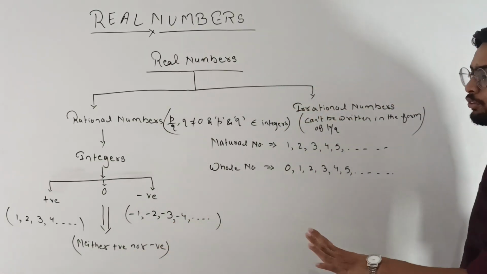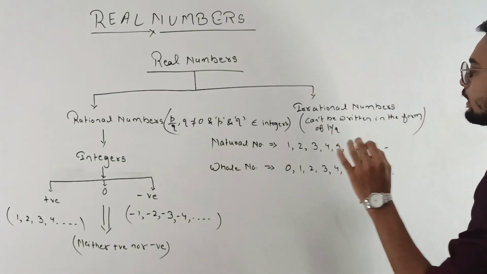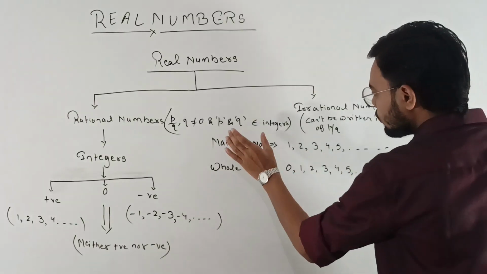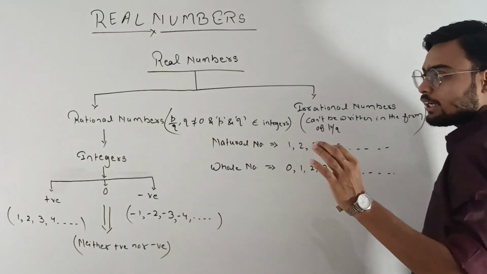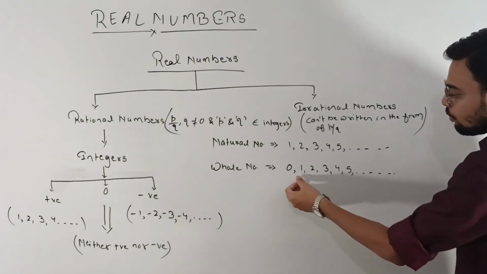Then you also know what is natural number and what is whole number. Natural number is what? A set of simple counting numbers which starts from 1. Then 1, 2, 3, 4, 5, these are natural numbers. Whole number is what? A set of numbers which start from 0. Then we say this is whole number, that is 0, 1, 2, 3, 4, 5.